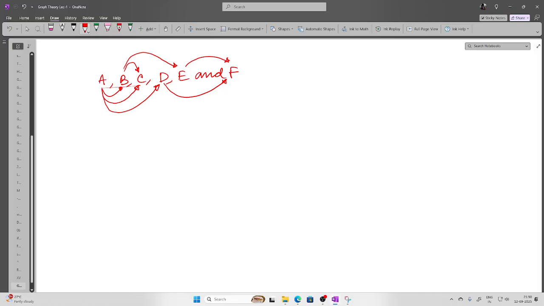So this handshaking problem, can we draw it in a graph? Yes, we can. How? Let us say these are the people. We are representing them with the help of nodes, or graph vertices B, C, D, E, and F. Now A has shaken hands with B, C, and D. So this is B, this is C, and this is D.